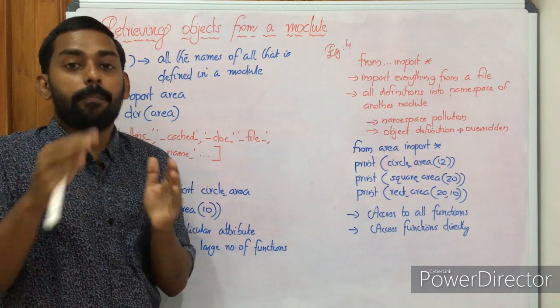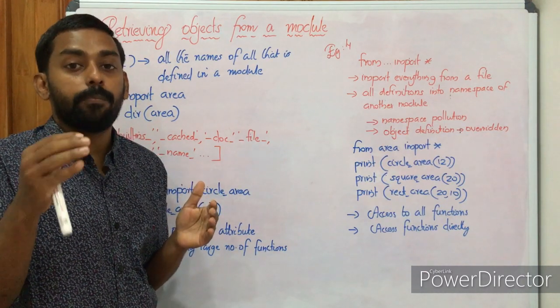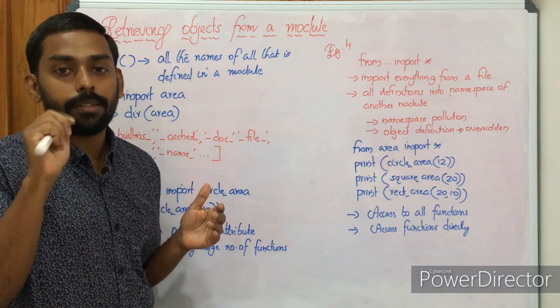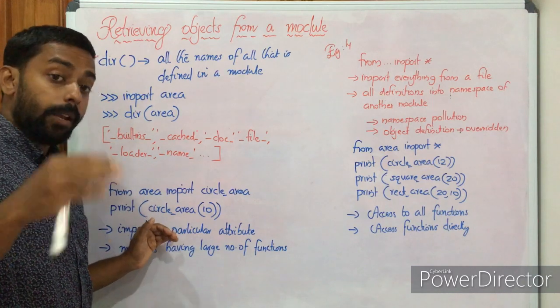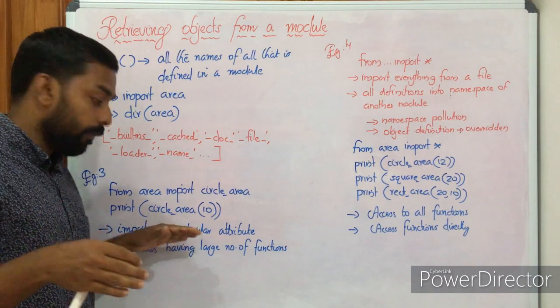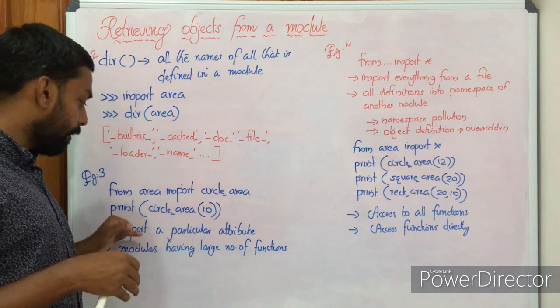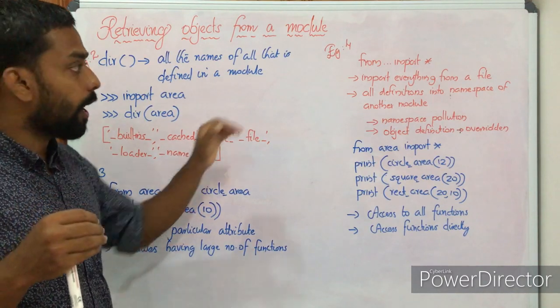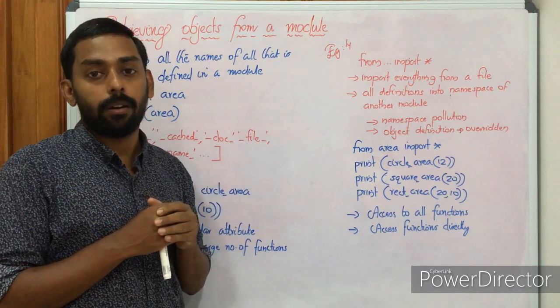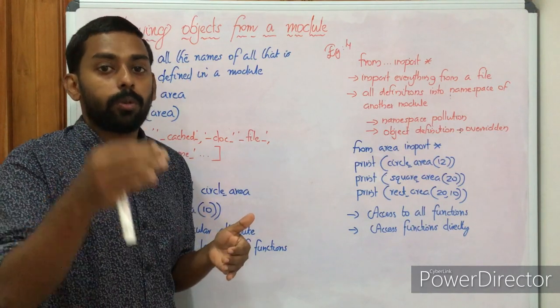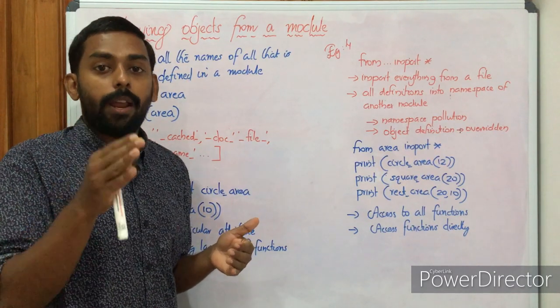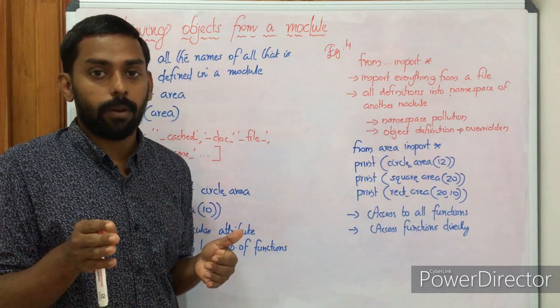When we have a number of functions in a module and we want to import only some of the functions or a single function, we can use this method to import a particular attribute. The third method is of course import star. It imports all the attributes from a module to the namespace of another module. All attributes, in the sense all definitions, will be imported too.